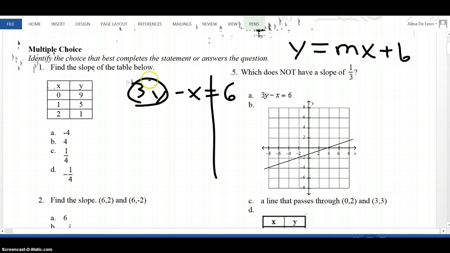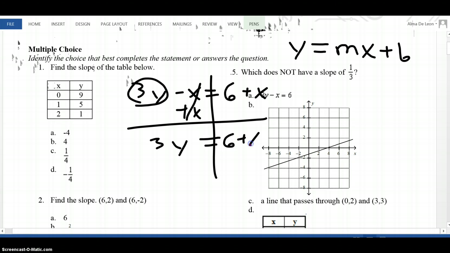My goal is to get this on the side by itself. I could move this to the other side by subtracting 3y on both sides, but if I do that, then I will end up with a 6 and a y on the right, and that's not good. So instead I'm going to choose to leave the y on the left, and instead I'm going to try to move this x over. So the opposite of subtracting x is to add x. The x is going to slide in the left, is 3y equals 6 plus x.